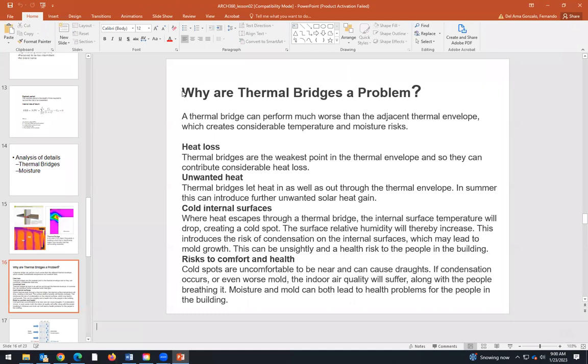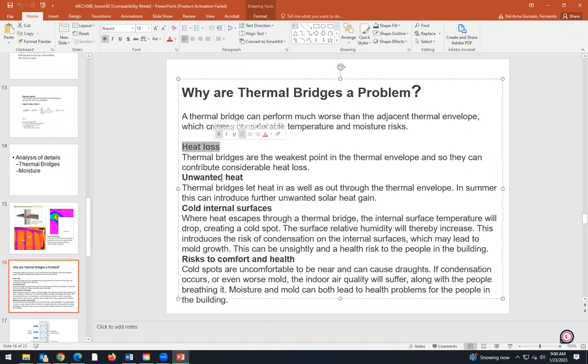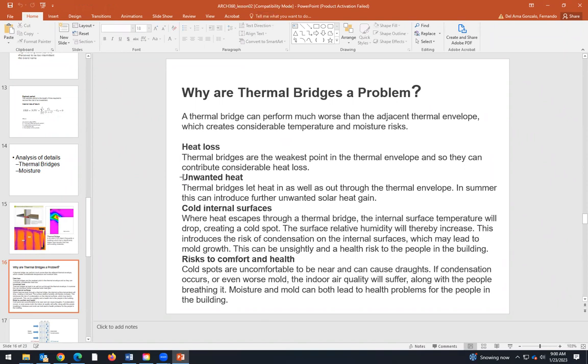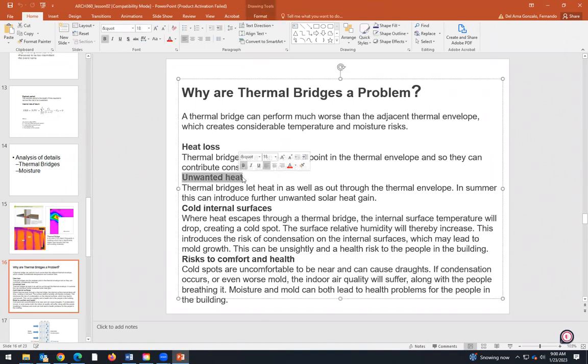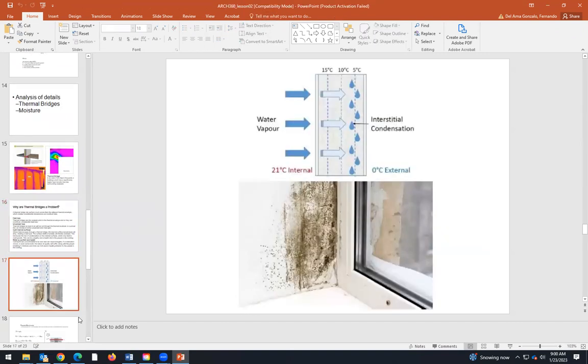So that's it. This is all that a thermal breach can bring. Everything is negative. We can have heat losses, so we will end up paying more money for the heating system. We can have unwanted heat, so we will end up paying more money for our cooling system. This affects comfort. It's not comfortable being close to a cold internal surface. And finally, if condensation and mold happen, that can bring a risk to our health. So that's the explanation.